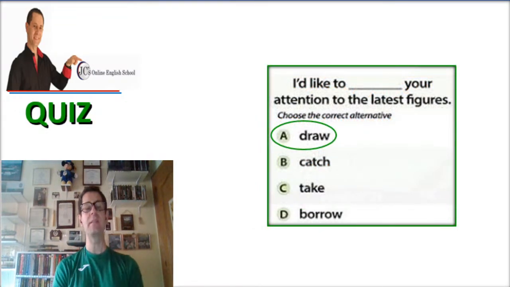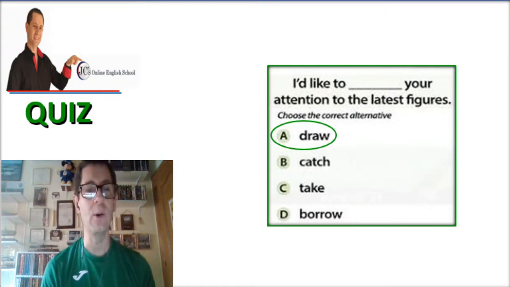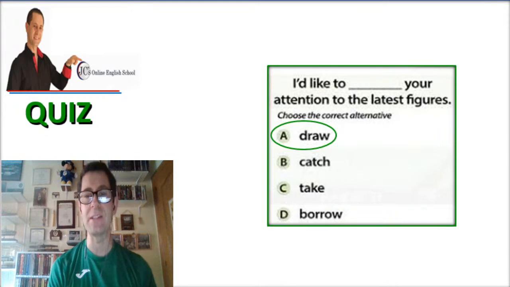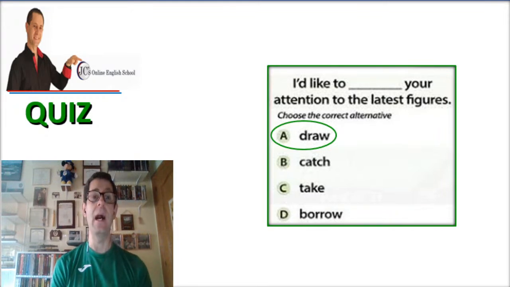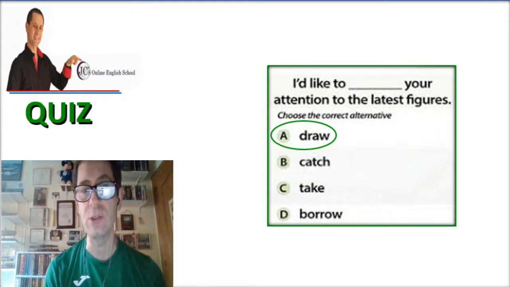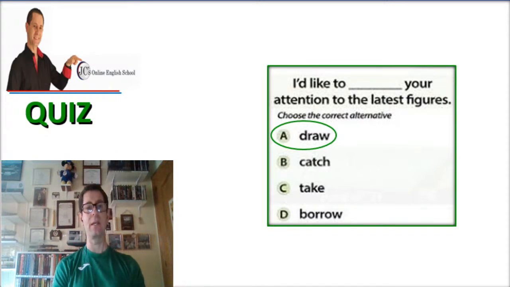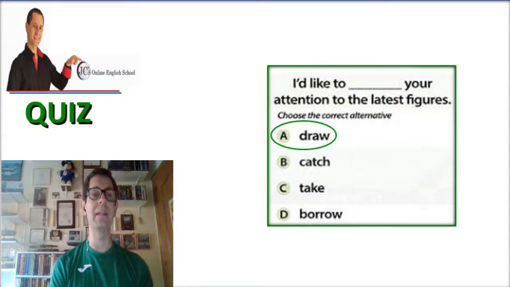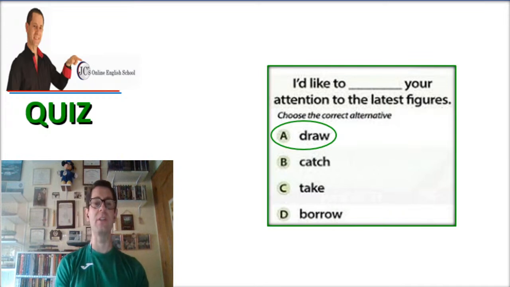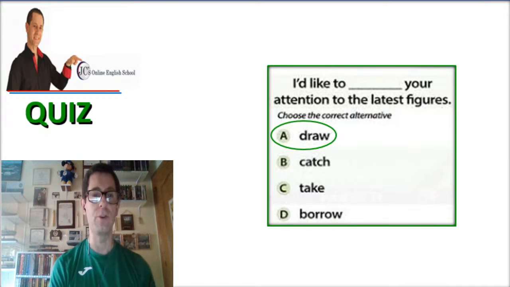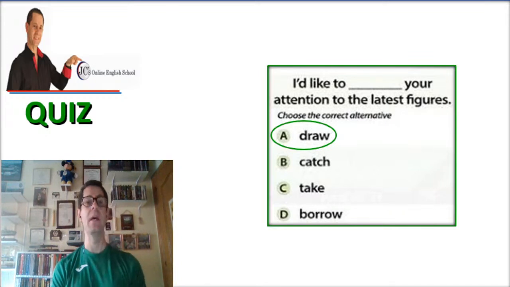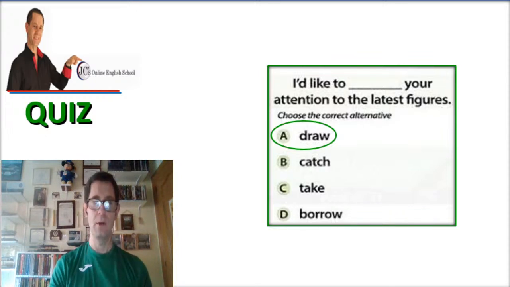Remember this quiz that most people missed, by the way. Most people didn't get it right. Okay, it goes like this. The correct answer is A, as in alpha. I'd like to draw your attention to the latest figures. I want you to pay attention to that. To draw your attention is to pay attention to that. Draw your attention, forget about everything else, and concentrate on those latest figures. That is the first quiz that we did in a previous lesson that almost nobody got right.